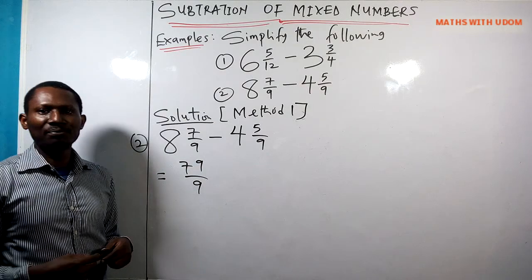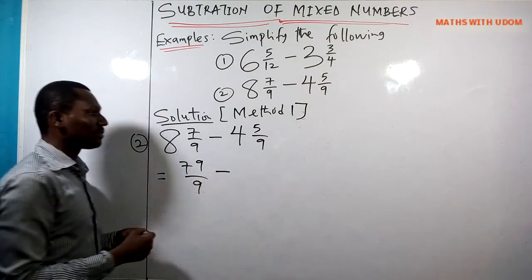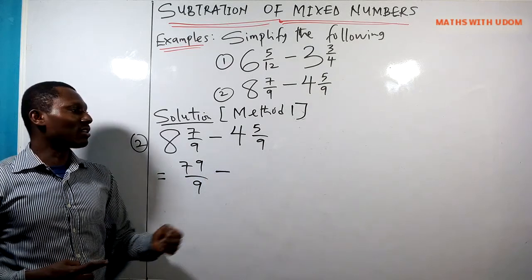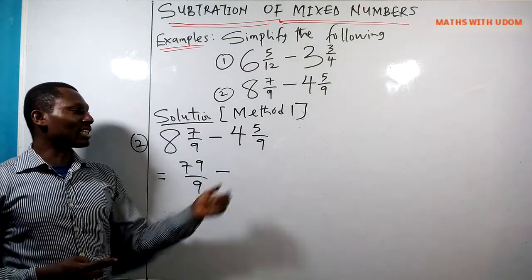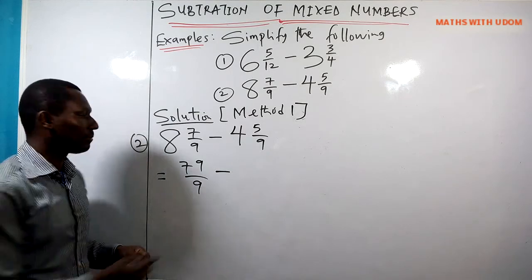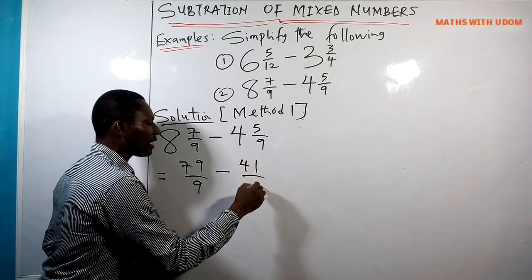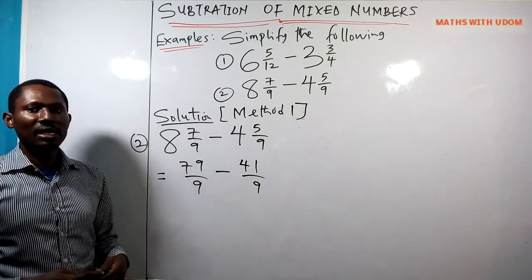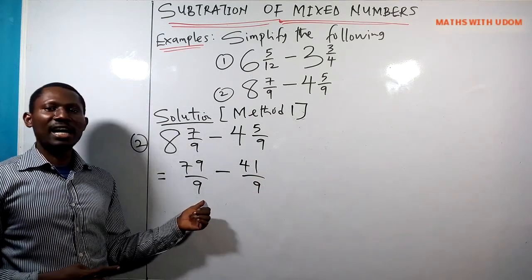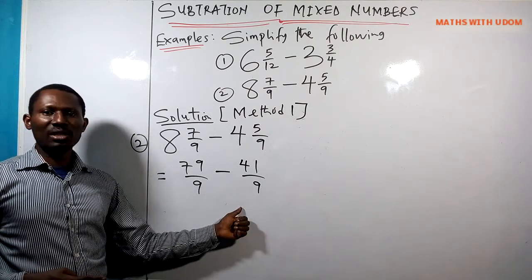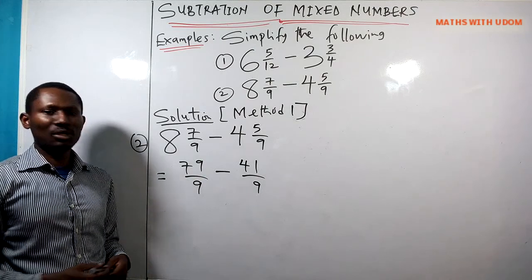Are we together? All right, so minus 9 times 4 will give us 36. So 36 plus 5 will give us what? Will give us 41. Okay, 41 divided by 9. So the next thing is to find the LCM of our denominator. What is the LCM of 9 and 9? Is still 9. Okay, when you have the same denominator, that is exactly the LCM. You don't need to calculate anything.